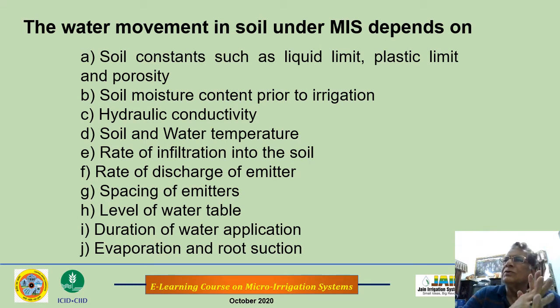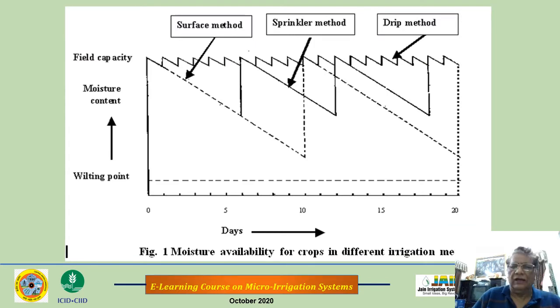We attempt to reach almost the field capacity level through micro irrigation because plants feel more comfortable with the amount of moisture at field capacity, because it also has oxygen and air for breathing for the plant's roots. So we make it up to the field capacity. And evaporation and root extraction will also affect the movement of soil water in the soil.